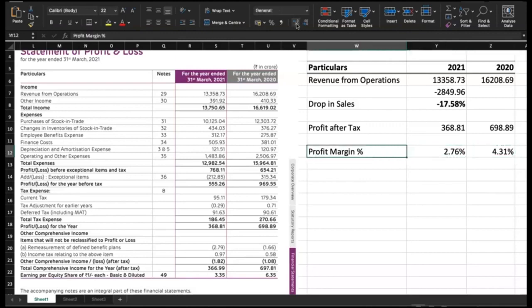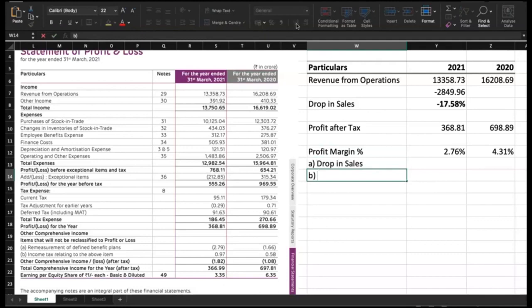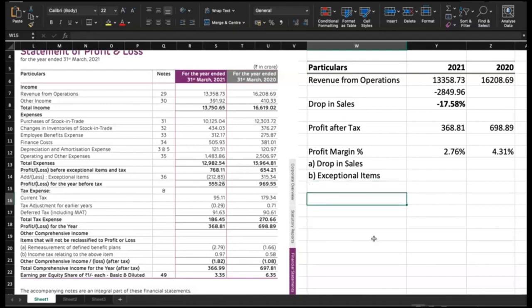So what are the reasons? We have seen, one, there is a drop in sales. Then we have also seen that there are some exceptional items. But there can also be other factors, because we have to see what is this purchases cost with reference to revenue from operations. Was it at the same level? What about this employee benefit cost? Whether in terms of proportion it has increased or decreased. Finance cost. Okay, all this will contribute, but what is very glaringly visible is a drop in sale and this exceptional items.